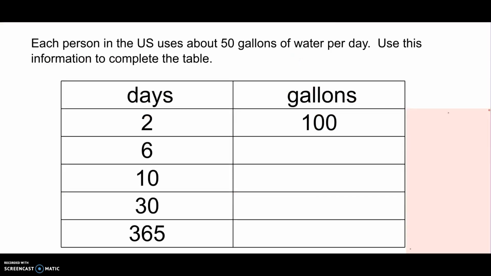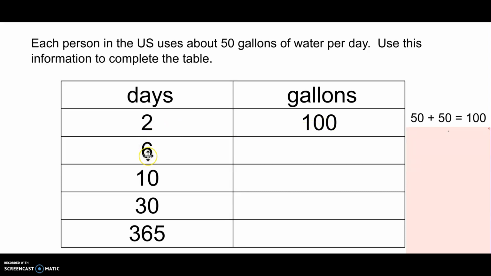Okay, let's start math. Each person in the U.S. uses about 50 gallons of water per day. Use this information to complete the table. So, in 2 days, a person would use 100 gallons of water. I did 50 plus 50 equals 100.